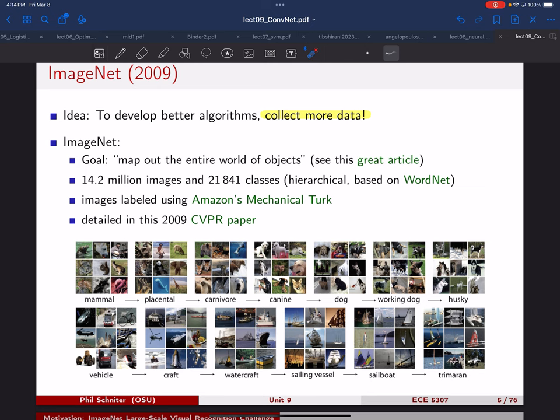She had the idea to use something called Amazon's Mechanical Turk, which is a service where you can pay random people around the world to do really simple tasks. They would label these images, and they would probably get paid a cent or two per image. That is how she was able to get all of these things labeled. The details are in this 2009 paper, and it's described in this really nice article.